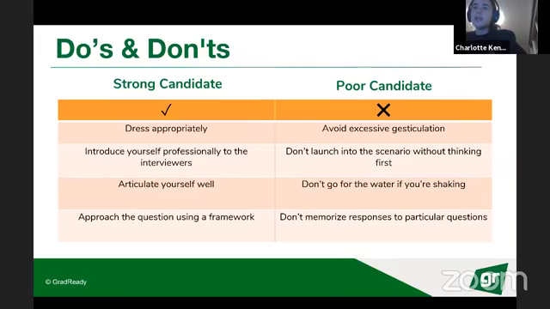Like I said before, don't launch into the scenario without thinking first, because you'll probably fall into a little trick. The other one is don't go for the water if you're shaking, because you're going to pour it all over yourself. And don't try to memorize responses to particular questions. There are some you can pre-prepare for and have a general idea, but you shouldn't ever memorize anything word for word.